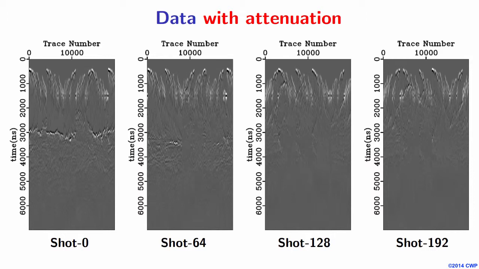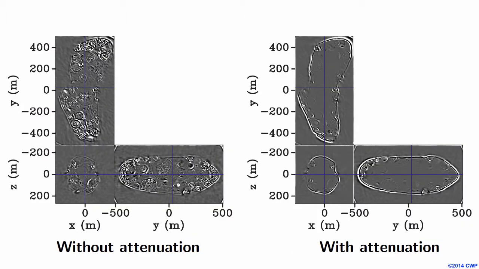Now, we use so-called reverse time migration in the shot record domain to propagate our wave and cross-correlate to get our RTM images. And these are the corresponding RTM images. On the left panel is shown without attenuation, and on the right panel is shown with attenuation.